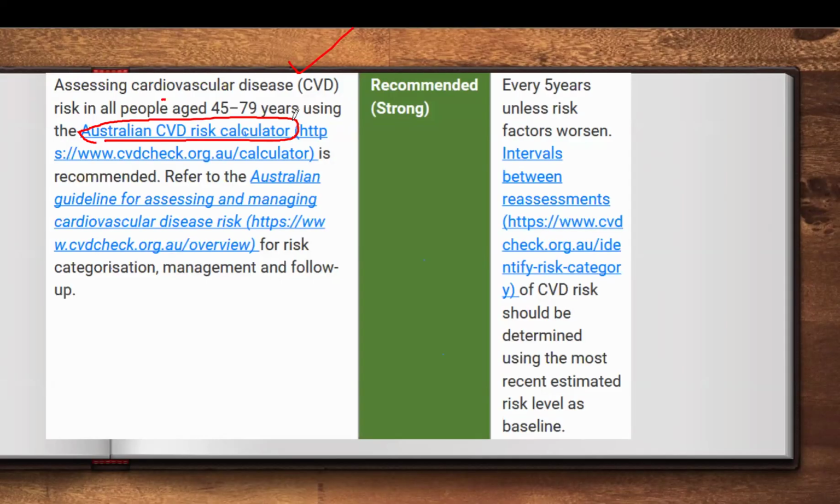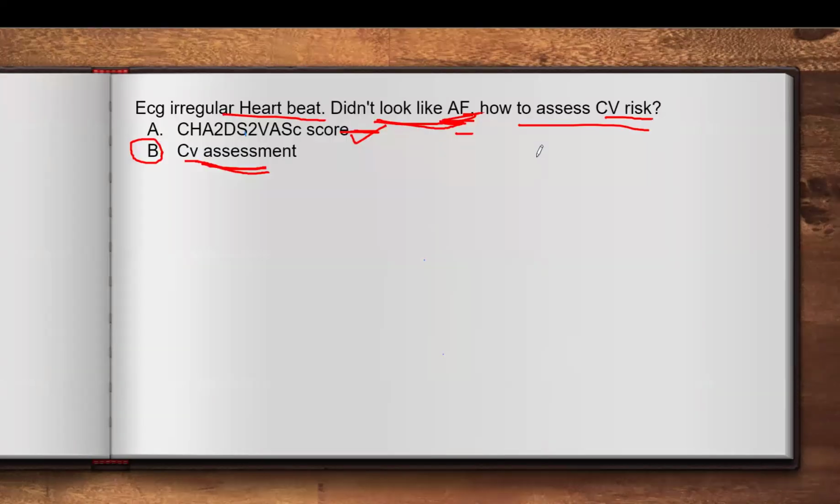And if they don't take action, like they don't exercise, don't eat a healthy diet, don't control their blood pressure or things like that, then this is definitely the chance. Otherwise, if the patient starts some preventative activity, then this risk can be reduced. So this is that risk calculator they are asking for, and it is written in the Red Book. All people aged 45 to 79, you can calculate the CVD risk. Okay, every 5 years, unless risk factors worsen. So ideally, it is every 5 years you have to calculate this risk. Okay.